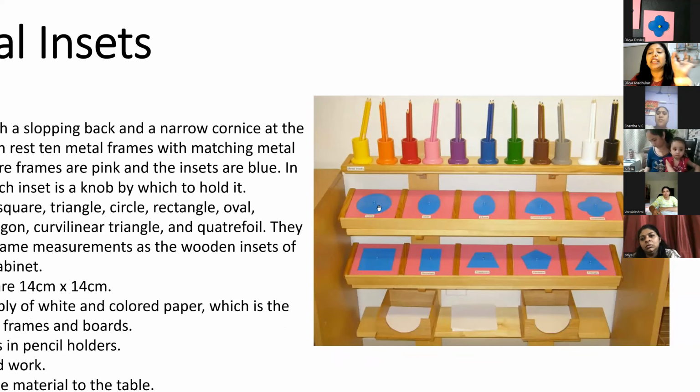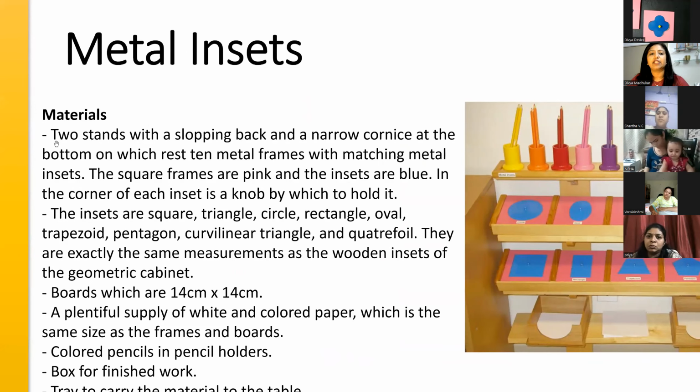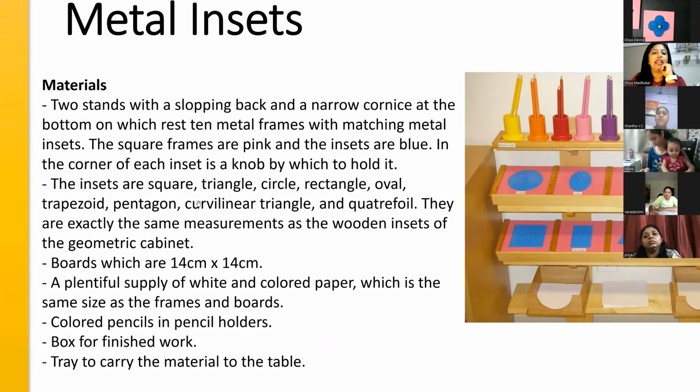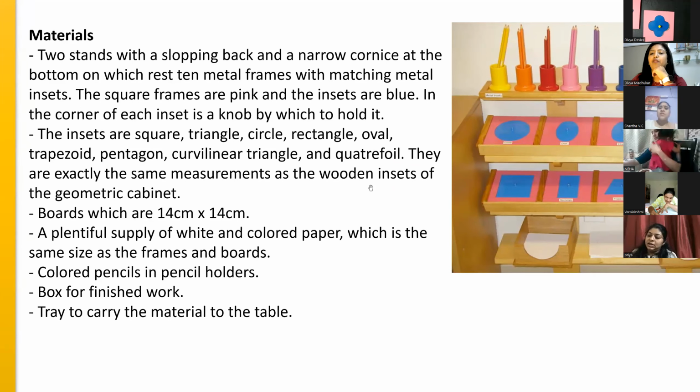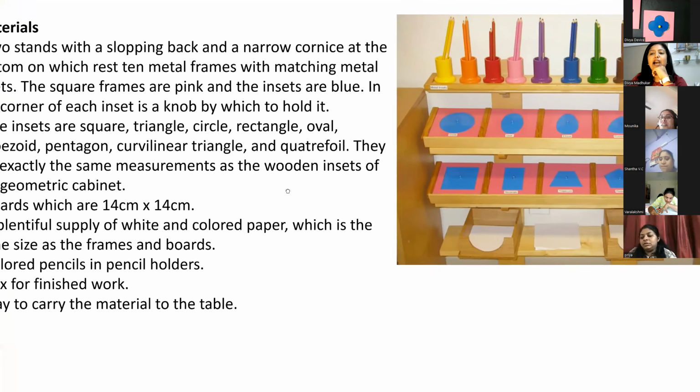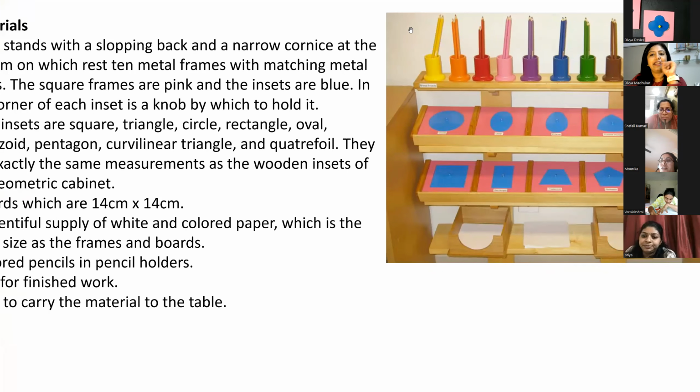10 frames. Under materials required, you have to write about metal frames. Okay, so these would be your materials. So you should have 2 stands, which are sloping. The stand should be sloping so that it helps the child to actually see and pick the material easily. Now the insets are square, triangle, what else? Circle, oval, curvilinear triangle, square, trapezoid, pentagon, triangle.